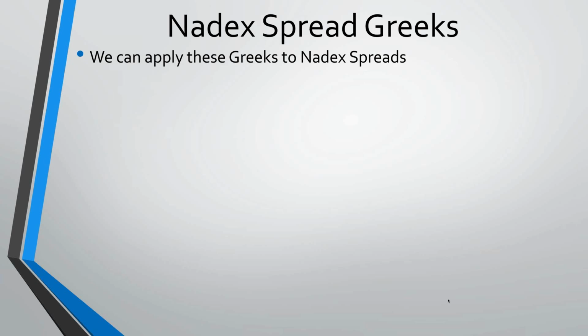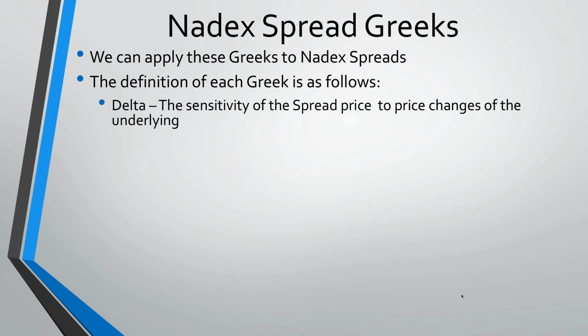We can apply these Greeks to Nadex spreads. The definition of each Greek is as follows. Delta is the sensitivity of the spread price to price changes of the underlying. Okay, so what does that mean?